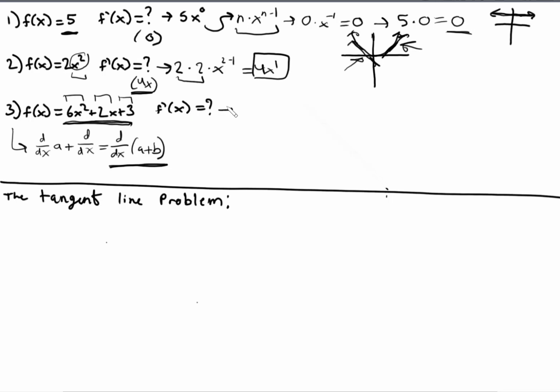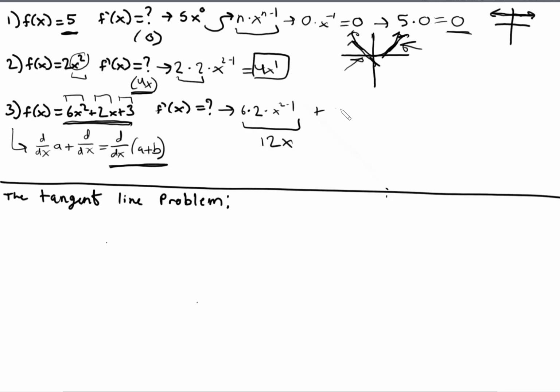So what does this mean? Well, we can just take the derivative of each individual component and we'll get our answer. So taking the derivative of 6x squared, we get 6 times, using the power rule once again, 2 times x to the 2 minus 1. So this gets us 12x.